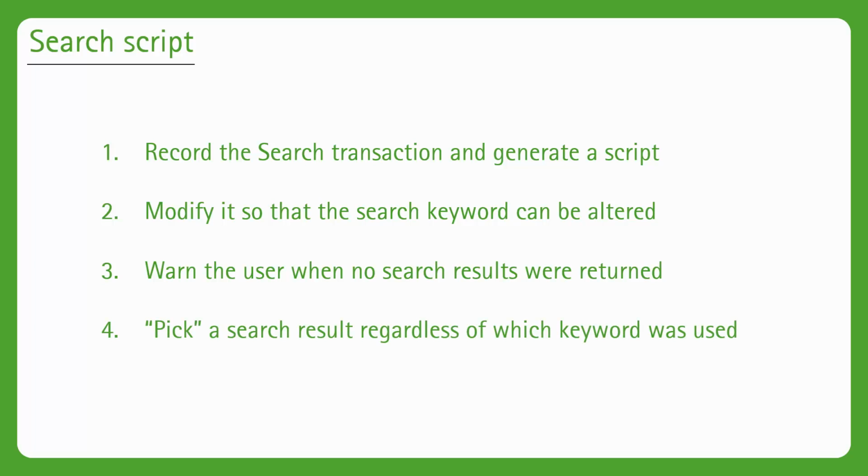And the fourth step then is to pick a search result, regardless of which keyword was used to conduct the search. So if I search for book, I just want to select the first search result that gets returned. You can make that logic more advanced by having it select at random from the list of search results returned. That's a topic for another session. We'll just keep it simple for now, and we'll want to just select the first search result.